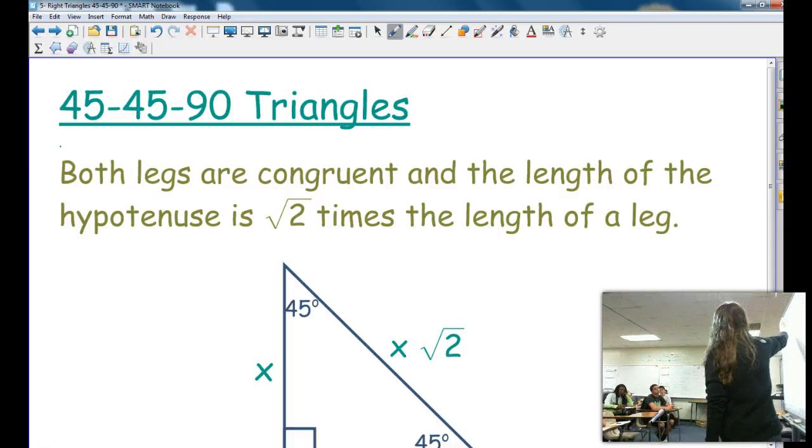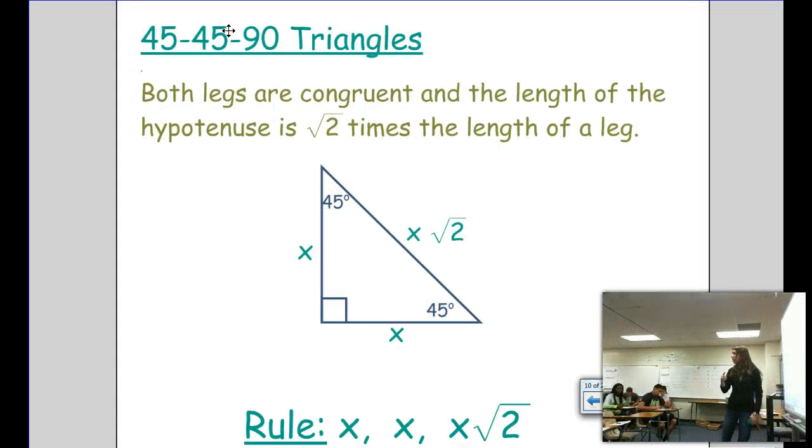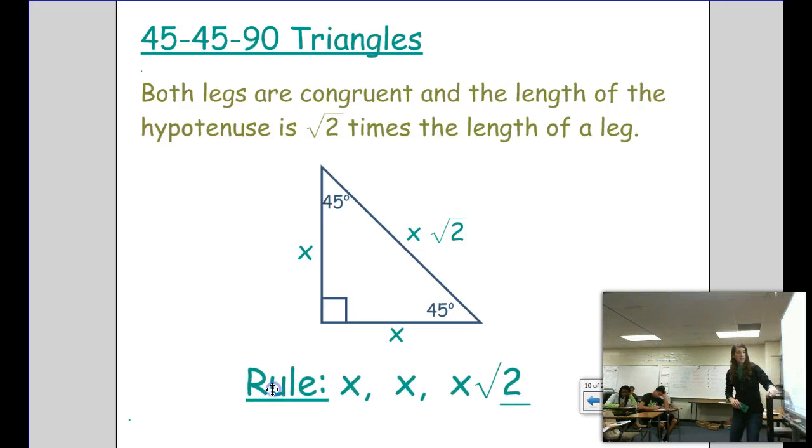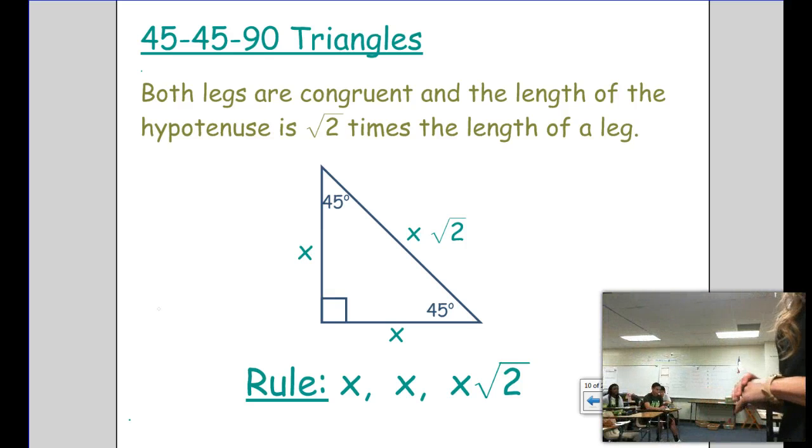All right, so write this down. Do you have a triangle? X, x, x root 2. And then the rule is way down here at the bottom. X, x, x root 2. So that goes in the rule box. And on the picture, just add the x's. The root 2 is already there. What am I remembering? X and x. And here you write x, x, x root 2. That's the rule. This is called a special right triangle. It's special because it has a cool trick.